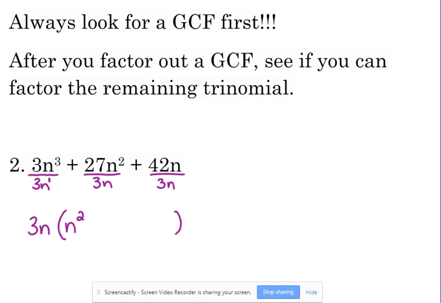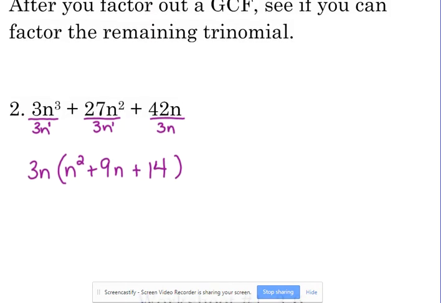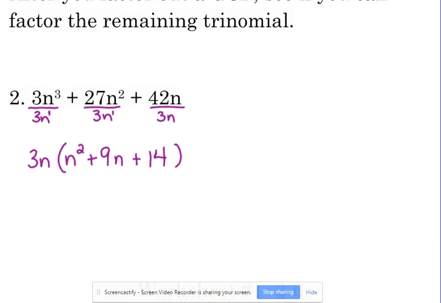Positive 27 divided by 3 is 9. N squared over n is just n. And 42 divided by 3 is 14. N divided by n is 1. Again, I'm not going to put 14 times 1. I'm just going to leave it as 14. Now, we're not finished. N squared plus 9n plus 14 can be factored further. Now, this is a pet peeve of mine. People don't bring down the GCF on their next line of factoring. Just because you're not doing anything with it doesn't mean that it can just disappear. You've got to carry it all the way through your problem.